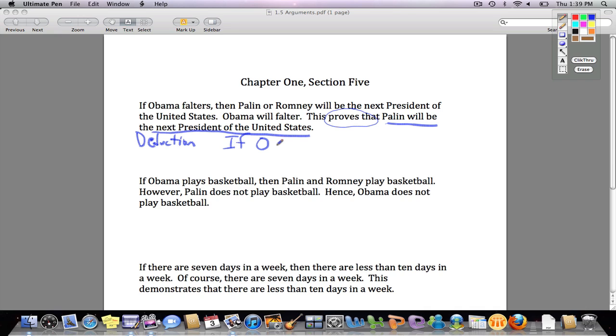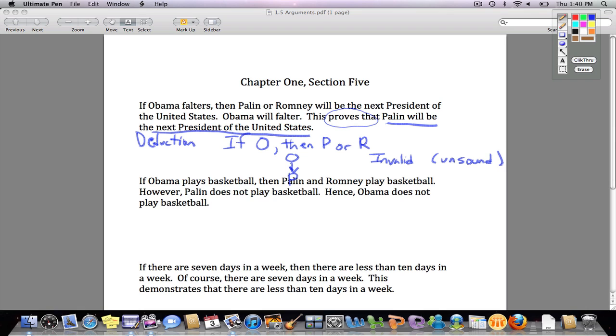Basically, let's say O stands for Obama falters. If O, then let's say P or R. P stands for Palin will be the next president of the United States. R, Romney will be the next president of the United States. And we have O. And then our conclusion being drawn here is P. Now, it doesn't follow. Maybe you can see that more clearly in terms of structure. If O, then P or R. O, therefore P. Nope, doesn't work. Doesn't follow. No guarantee there. The argument is invalid. And that's the end of the story. Incidentally, any argument that's invalid is unsound.